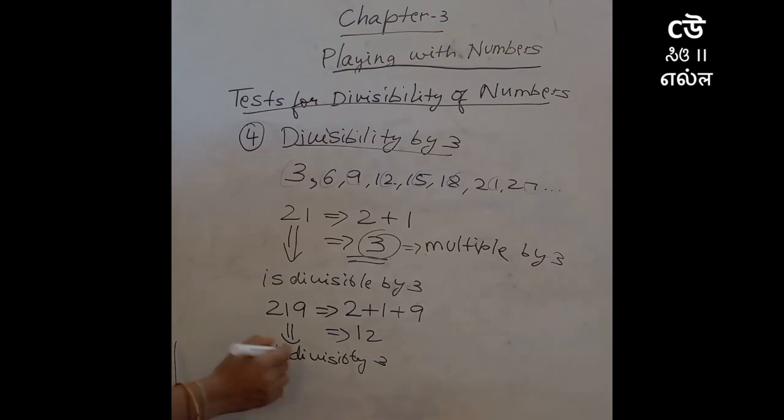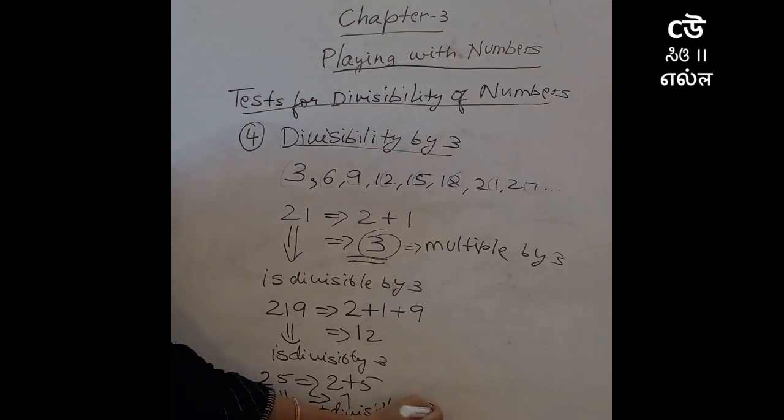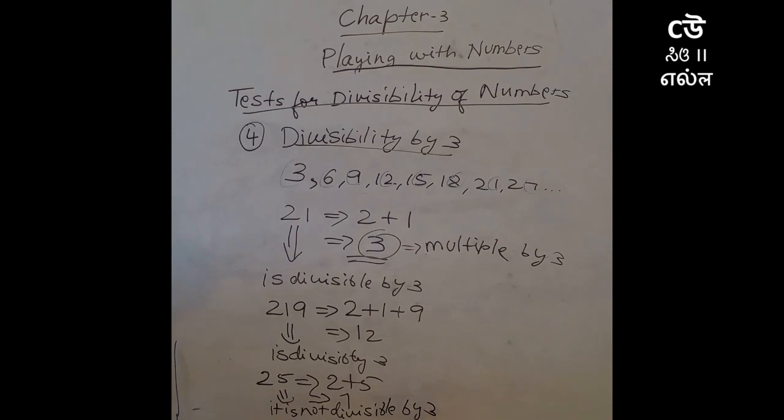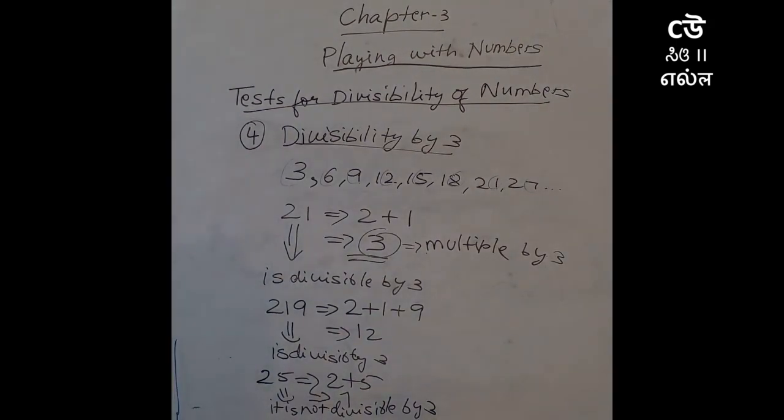Okay. Next, let us take one more example, that is 25. So here I have 2 plus 5. If you add 2 plus 5, what is the answer we'll get? We'll get 7. So see whether 7 is a multiple of 3. Is 7 a multiple of 3, children? No. 7 is not a multiple of 3, so we can tell that it is not divisible by 3. Okay. So if the given answer is divisible by 3, you can tell that the number is divisible by 3. Otherwise, it is not divisible by 3.